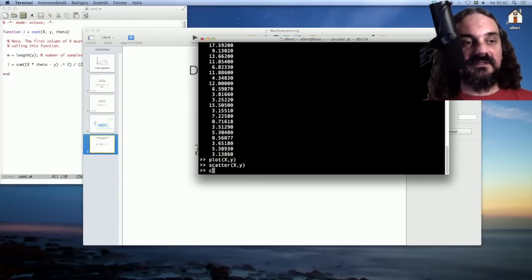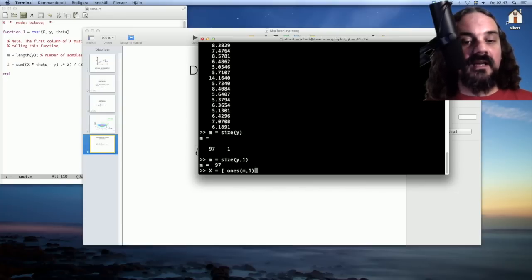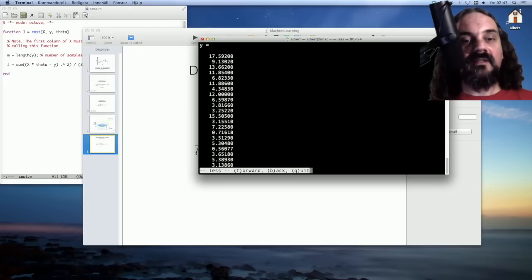Let's see, the cost function. What does it take? An x and y. Come on. 97 m's, okay. And x, m ones in one column, and the current x. That's it, okay. Then we have a column of ones and a column with the actual x values. All right, and the y values is here.